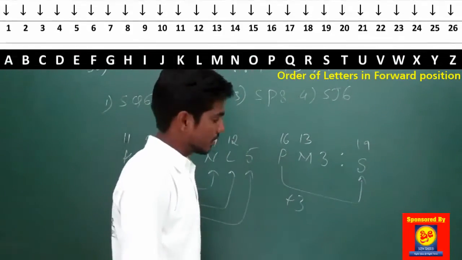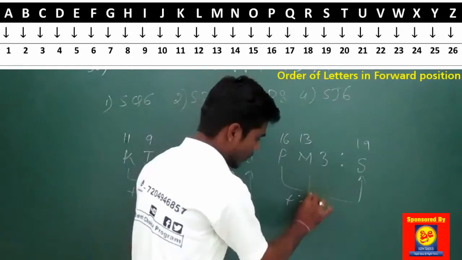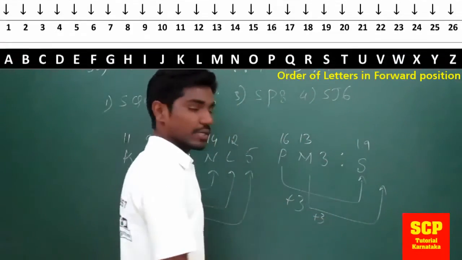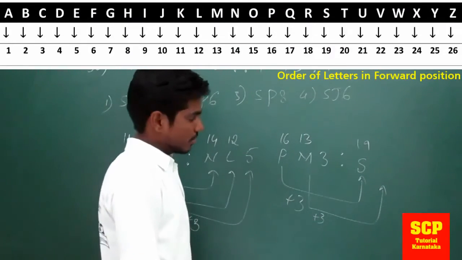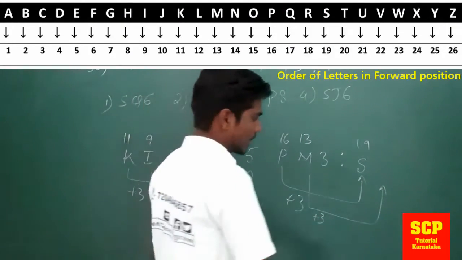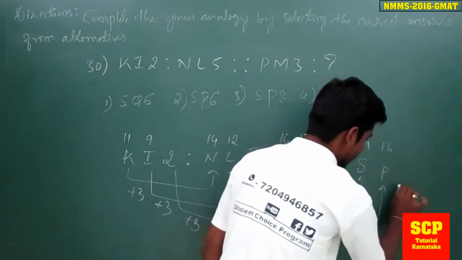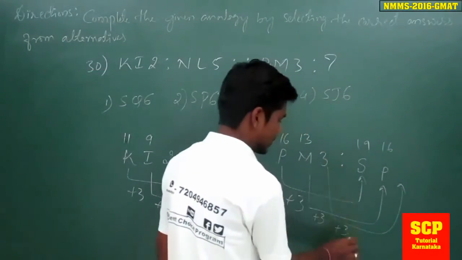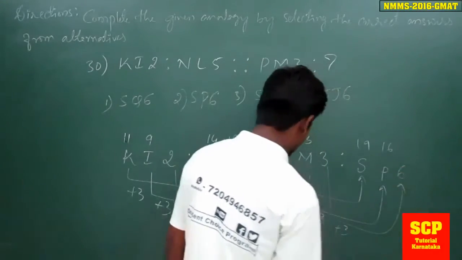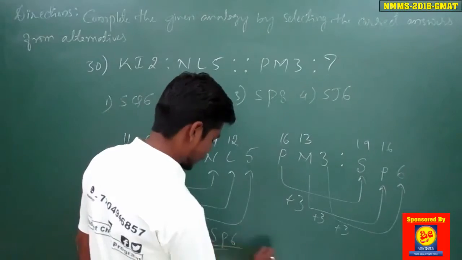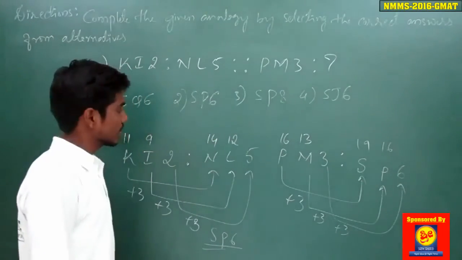Okay. Next, once again I need to add 3. When I add 3, 13 plus 3 is what? 16. Yes, 16 is the position of the letter P. Now once again I have to add 3 to 3. So 3 plus 3 is what? 6. Now we got it as SP6.